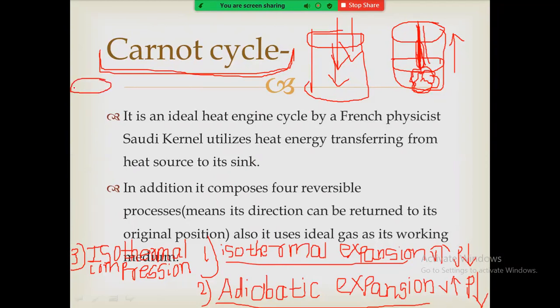Suppose this is a system and the piston is going downward to the lower side up to this point. So will the pressure available here increase or decrease?